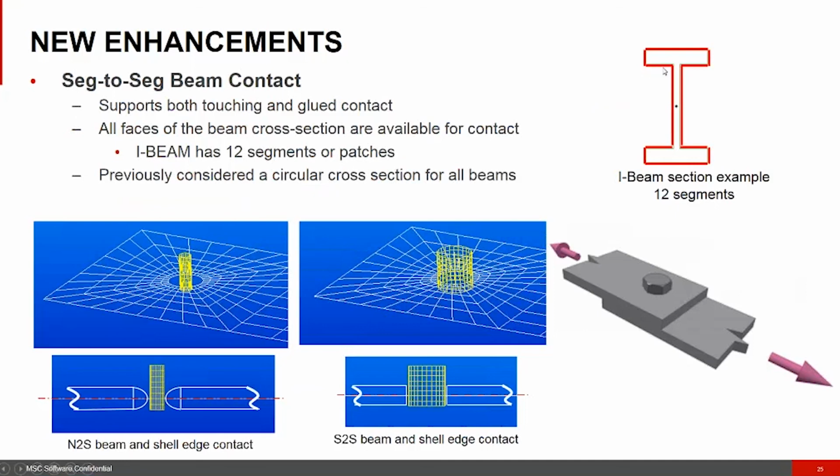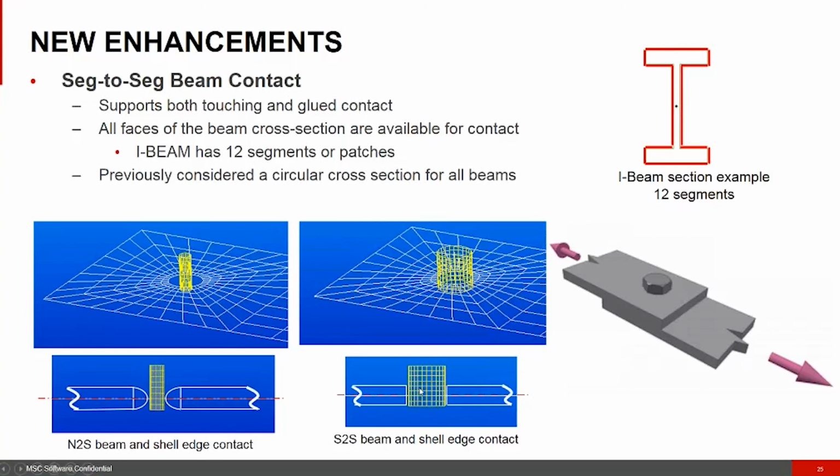So for example, the I-beam has 12 segments or 12 patches. You can see that for every section of the I-beam. And then because we are using segment to segment, the shell thickness is completely included in the contact, so that's another advantage.